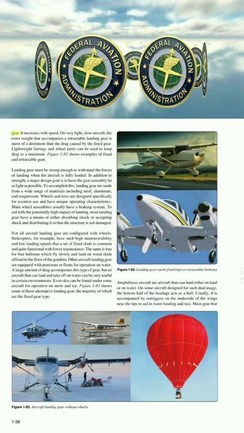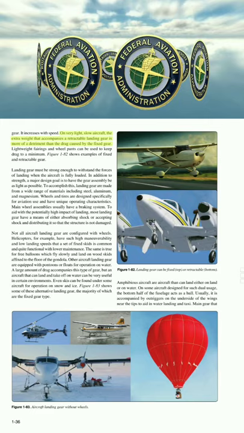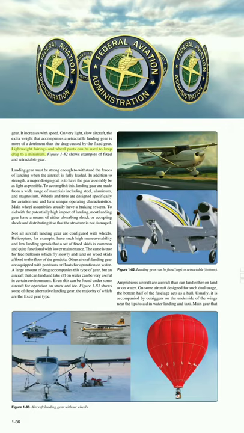On very light, slow aircraft, the extra weight that accompanies a retractable landing gear is more of a detriment than the drag caused by the fixed gear. Lightweight fairings and wheel pants can be used to keep drag to a minimum. Figure 182 shows examples of fixed and retractable gear.